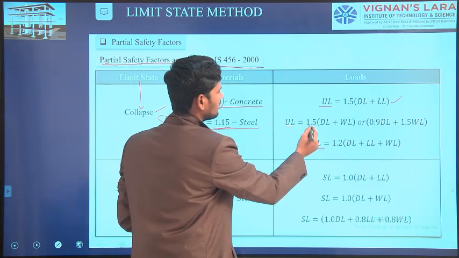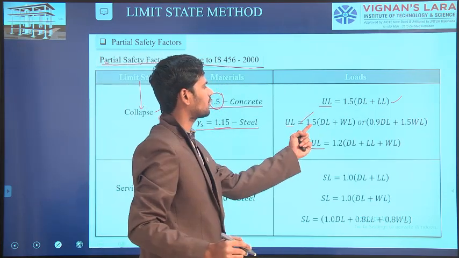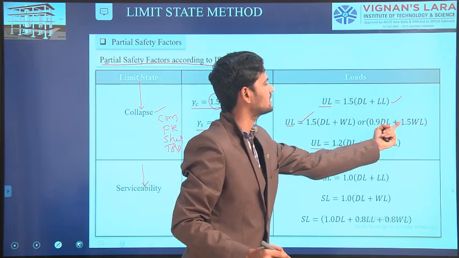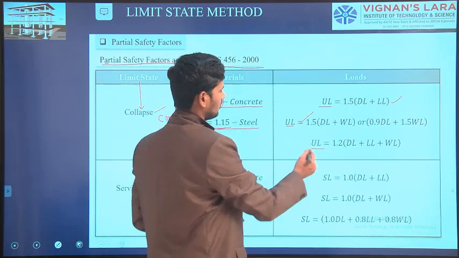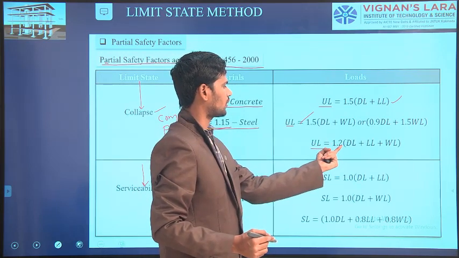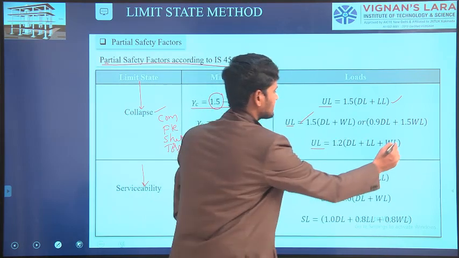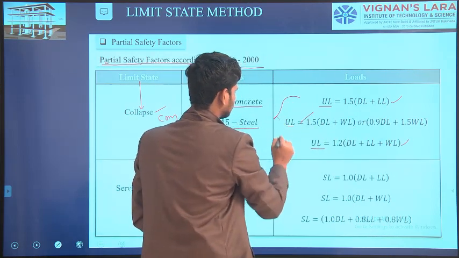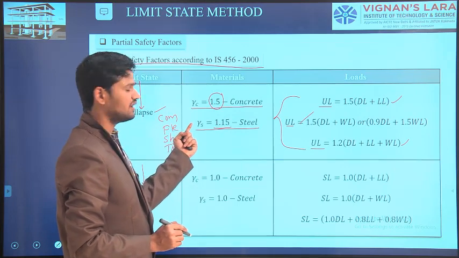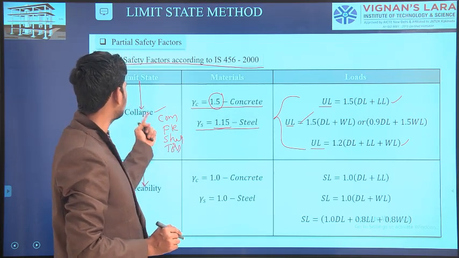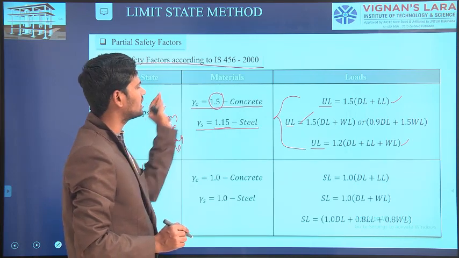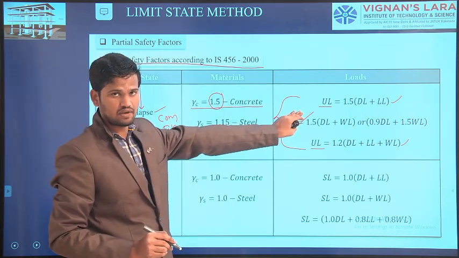And one more condition is 1.5 dead load plus wind load, or 0.9 dead load plus 1.5 into wind load. And one more condition is ultimate load equal to 1.2 into dead load plus live load plus wind load. These are the three conditions we are considering for the design of a structure based on the limit state of collapse. For limit state of collapse only, we are taking these values.